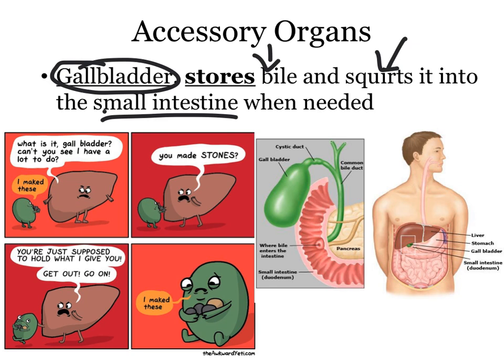So you can see there's a really cute cartoon right here. You can see the liver saying, "What is it, gallbladder? Can't you see I have a lot to do?" And the gallbladder says, "I make these." And then the liver's all mad because the gallbladder made stones. Because sometimes if the gallbladder stores bile for too long, it can form these hardened clumps of bile called gallbladder stones, which can be very painful. So clearly the liver is pretty mad at the gallbladder for forming these stones when it wasn't supposed to. But the gallbladder's sad because he was proud of himself.